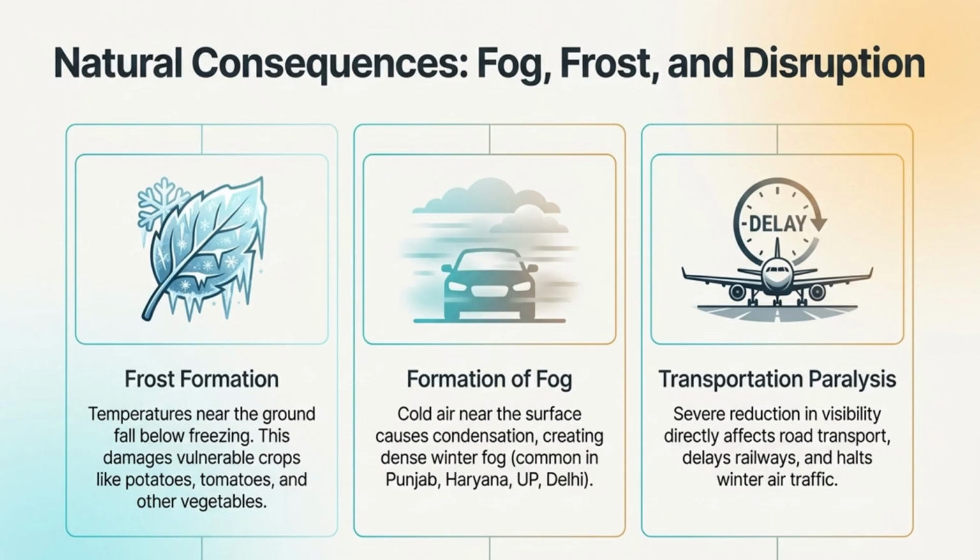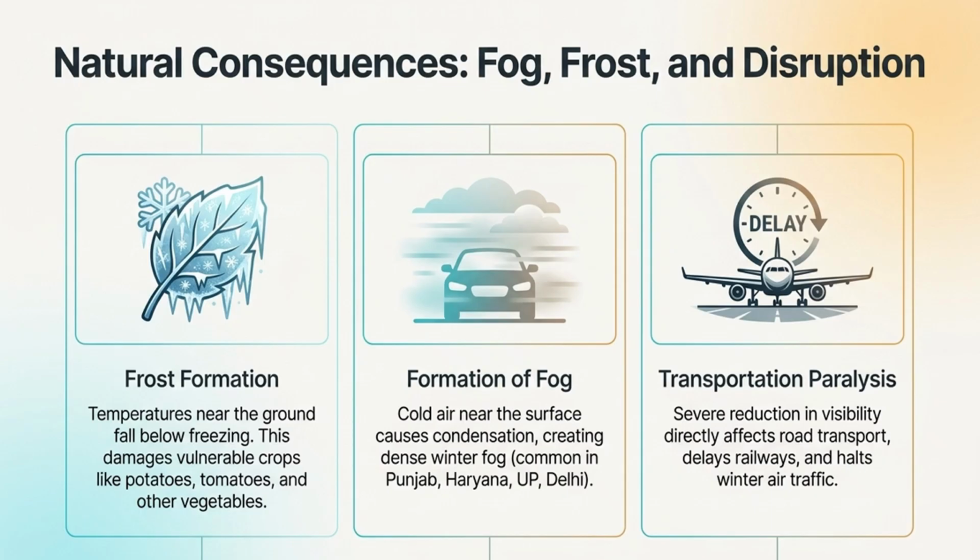Second is fog formation. When the cold air near the ground contains moisture, the water vapor condenses into tiny water droplets. These droplets form fog. Fog is very common during winter in Punjab, Haryana, Uttar Pradesh and Delhi because temperature inversion keeps the cold, moist air trapped near the surface.